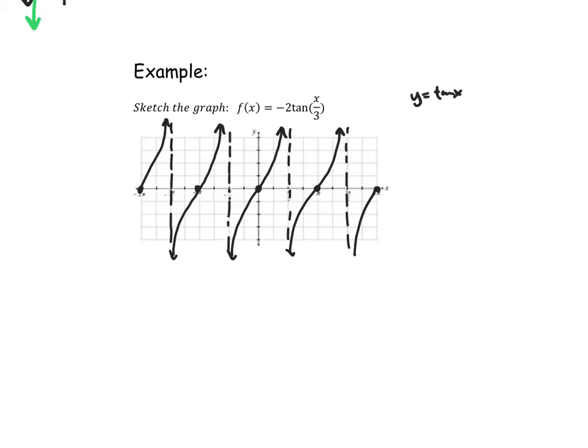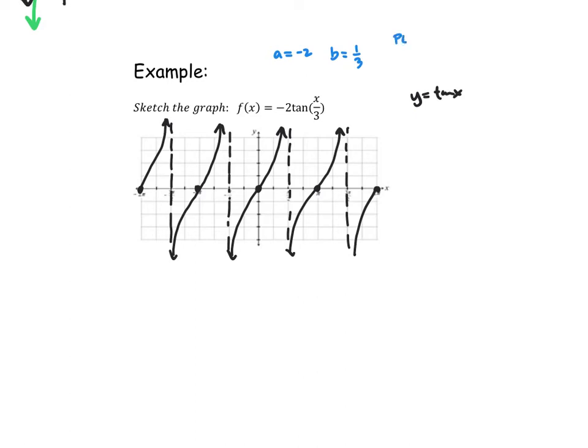So let's graph negative 2 tan x over 3. So what I've got here is a equals negative 2. So that means there's going to be a vertical reflection and a stretch by a factor of 2, as well as b equals a third.